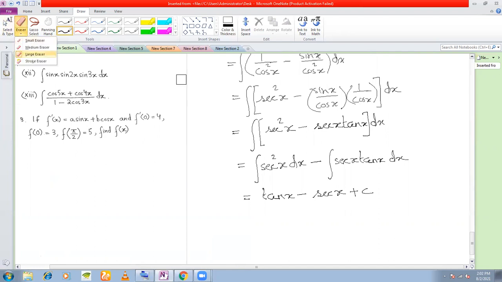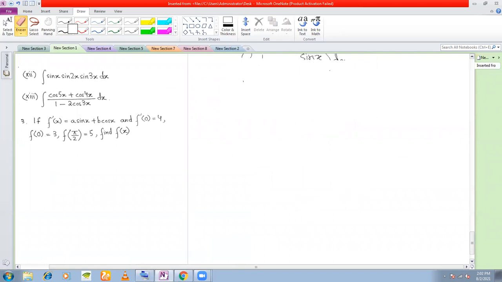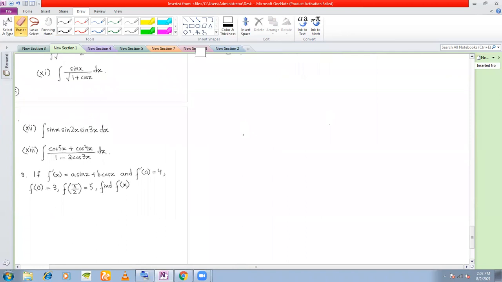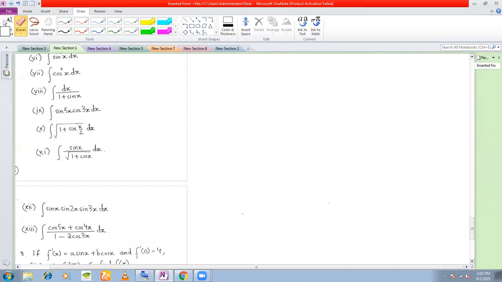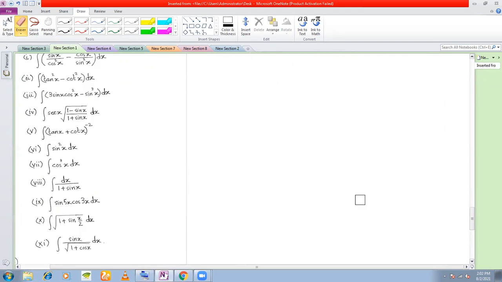Next one. It's number 5. I is equal to integral tan x plus cot x to the power of -2. What you do is you first change tan and cot to sin by cos.